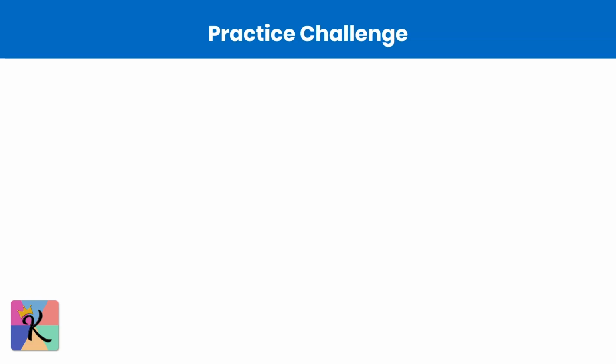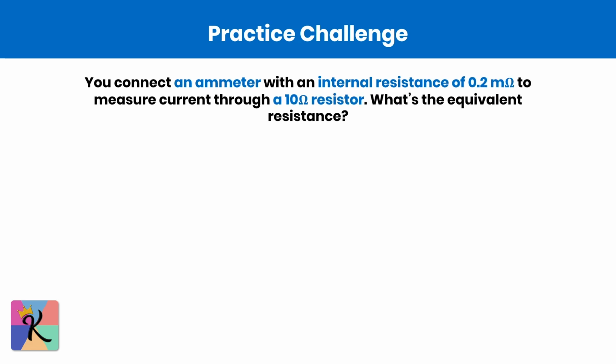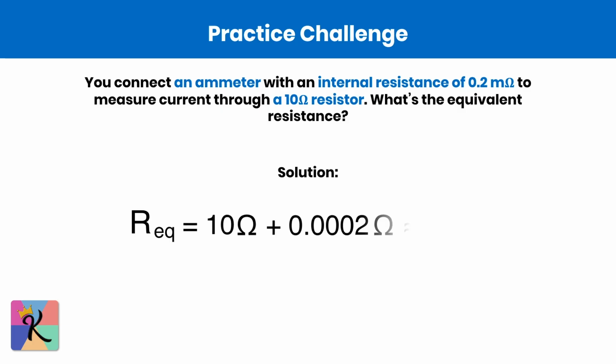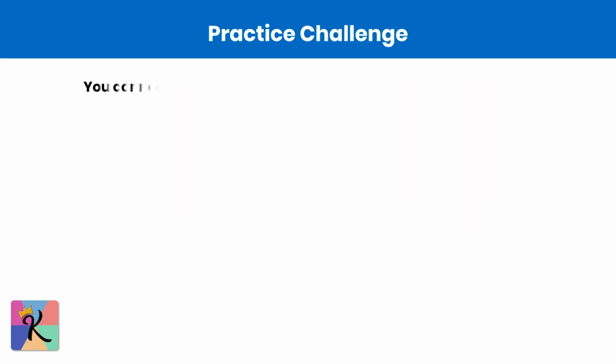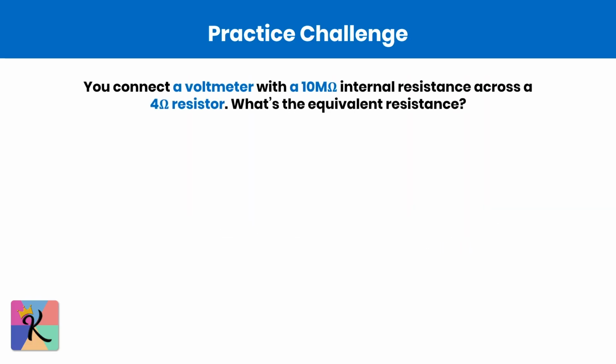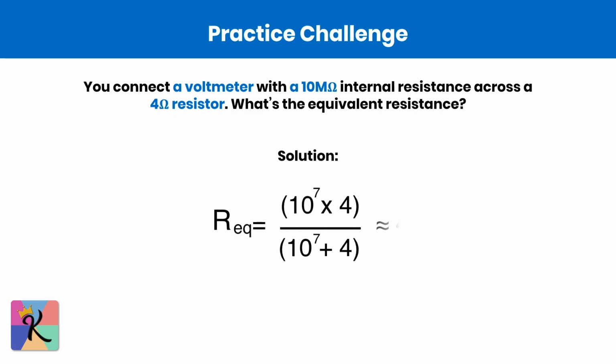Practice challenge. Let's test your understanding. First, you connect an ammeter with an internal resistance of 0.2 milliohms to measure current through a 10 ohm resistor. What's the equivalent resistance? The answer is 10 ohms plus 0.0002 ohms, which is approximately 10 ohms. Next, you connect a voltmeter with a 10 megaohm internal resistance across a 4 ohm resistor. The equivalent resistance is approximately 4 ohms.